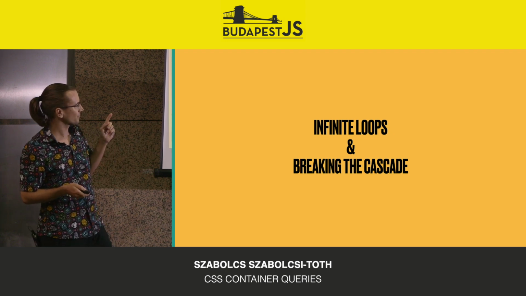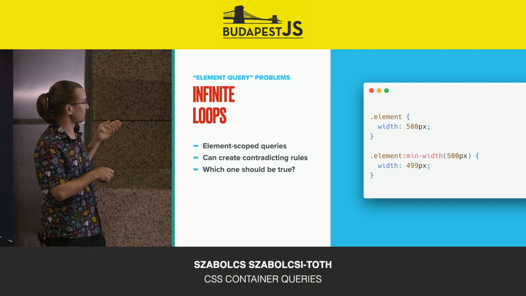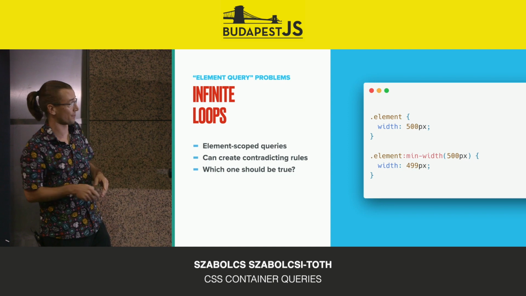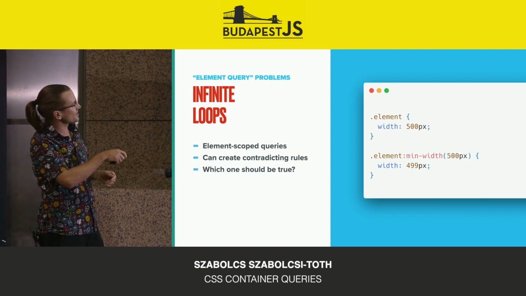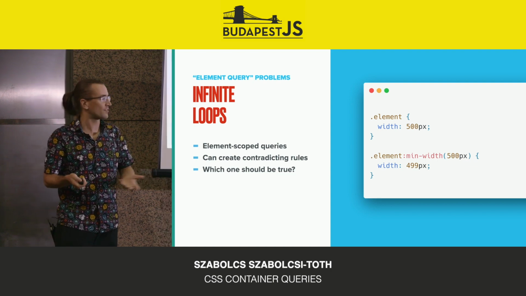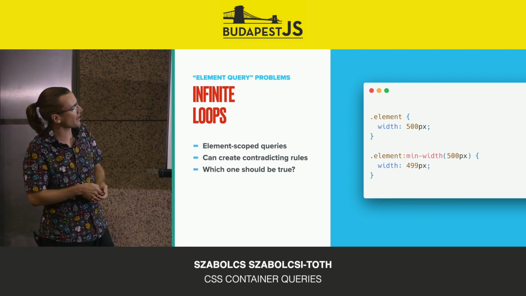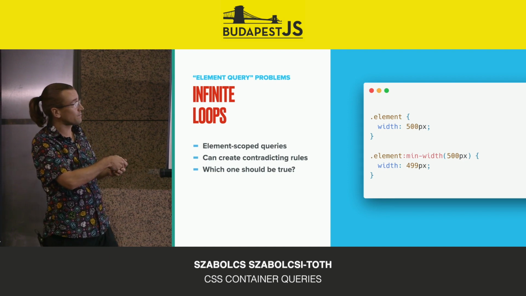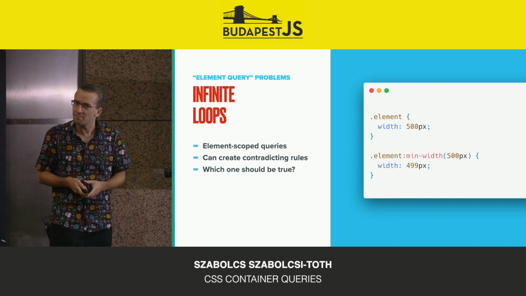First, infinite loops. So let's say we're still talking about element scoped queries. So we are talking about element queries. Let's say you have two rules. One is the element which is 500 pixels wide. And the second one, let's say we apply an element query that if it's 500 pixels wide, then it should be 499 pixels wide.